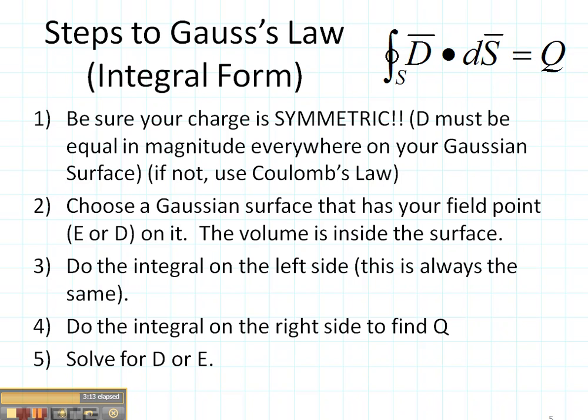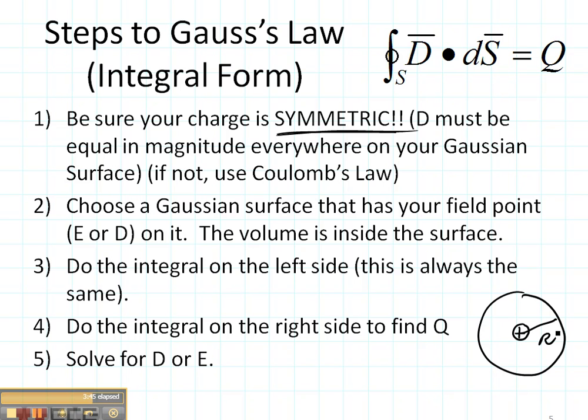Now let me show you the steps to applying the integral form of Gauss's law. First, be sure that your charge is symmetric. That is absolutely critical, or you can't apply this law. That means that if you have some kind of a surface, that D must be equal in magnitude everywhere on your Gaussian surface. For instance, let's take our little charge here and let's draw a spherical surface around it like this, of radius r. We can see or imagine that the electric flux would be equal in all places.